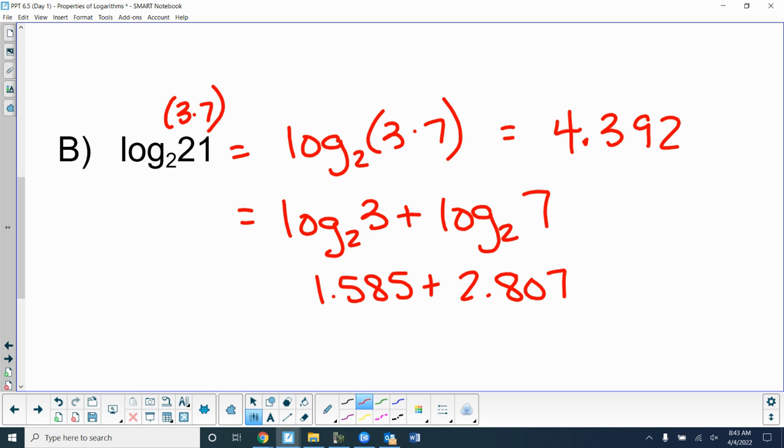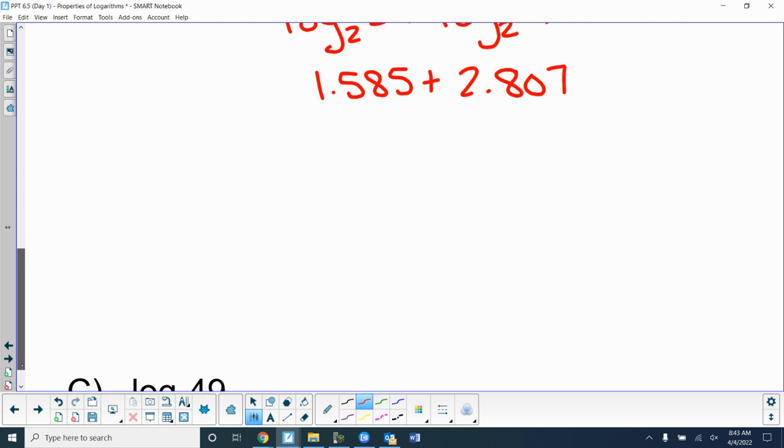Okay, so you can manipulate your logarithms so you can figure out that type of problem before we learn, in a few minutes, the change of base formula. When we learn the change of base formula, we can just put this in our calculator and we'll get that 4.392. Okay?